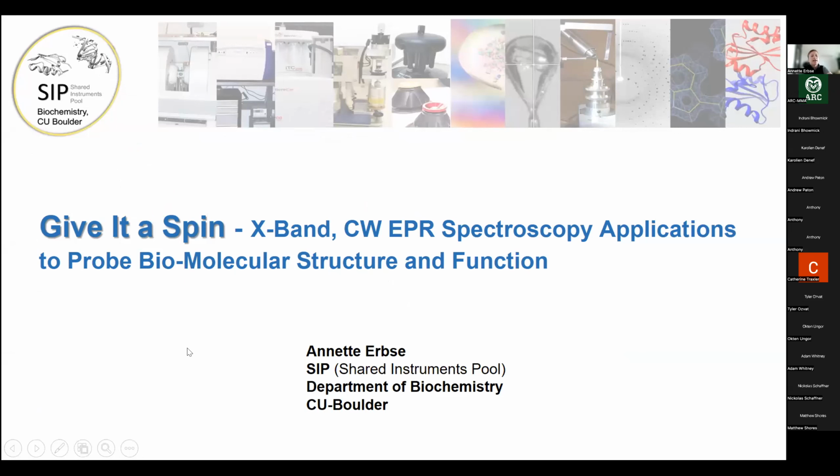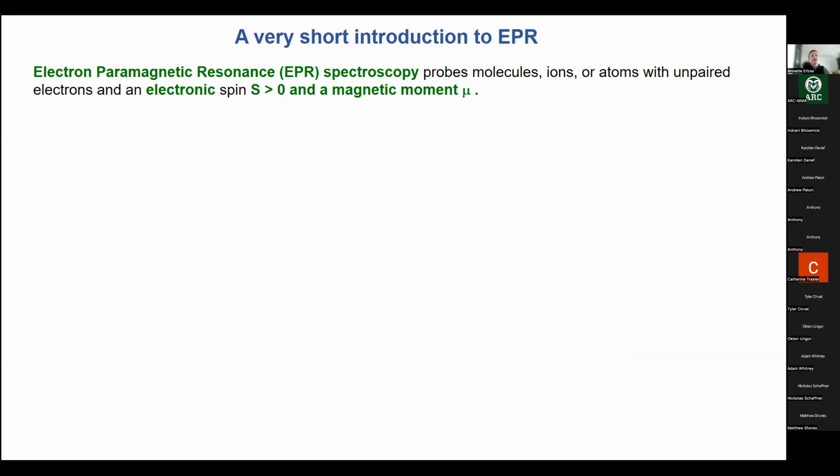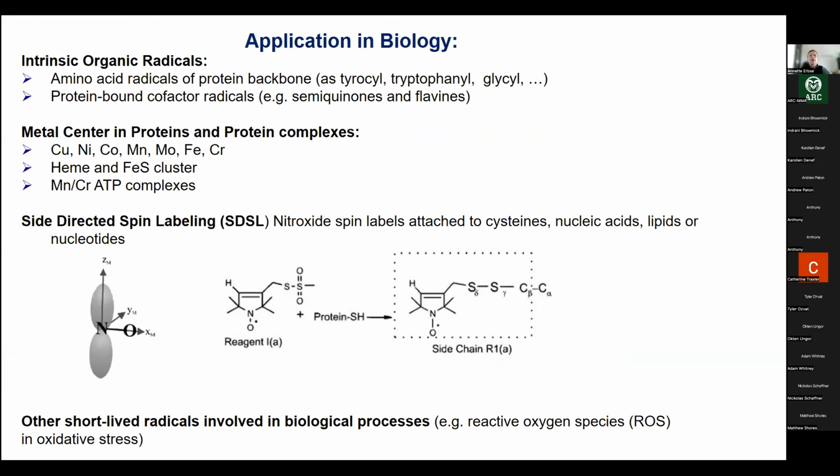So to tell you a little bit more about using X-band CW EPR to probe biomolecular structure and function, I want to start with a very abbreviated, very simplified introduction to EPR. So in EPR, we look at molecules, ions, and atoms that have unpaired electrons. Because they have unpaired electrons, they have an electronic spin larger than 0, and they have a magnetic moment. So for our biological applications, that means we need an intrinsic paramagnetic center, a radical.